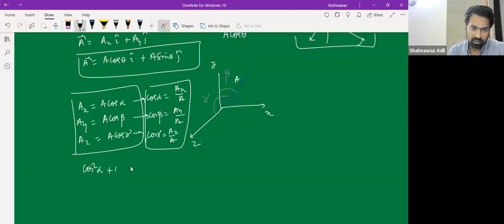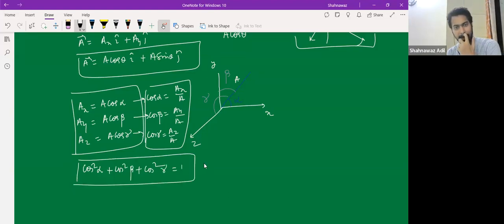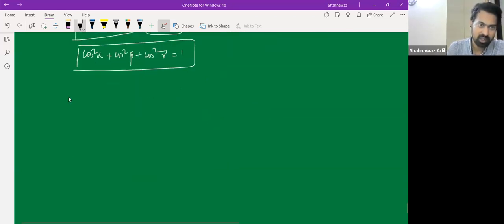And this is the relation between the direction cosines. So this we learned in the resolution of vector, right? Yes, sir. And then we understood about this dot product.